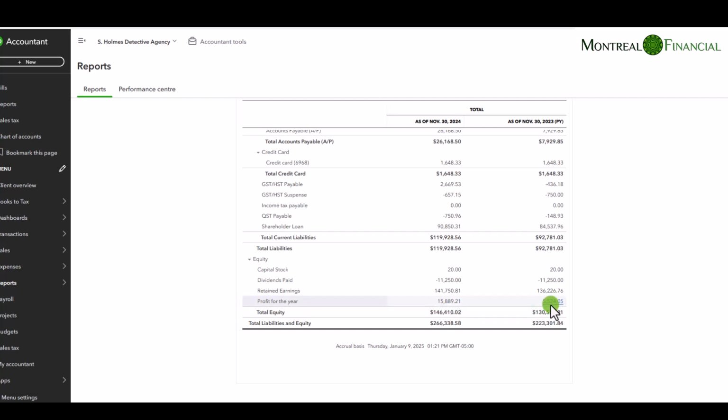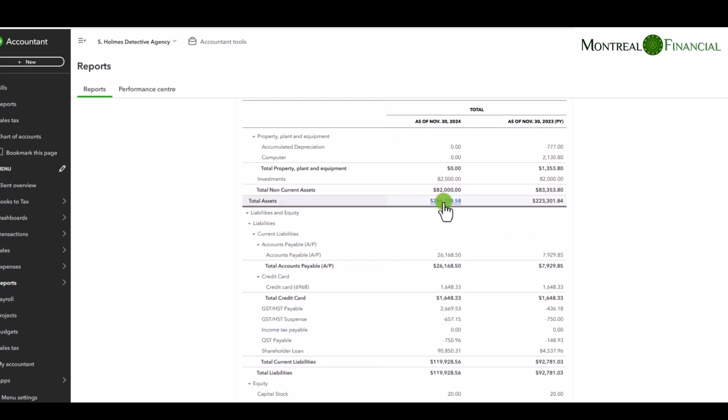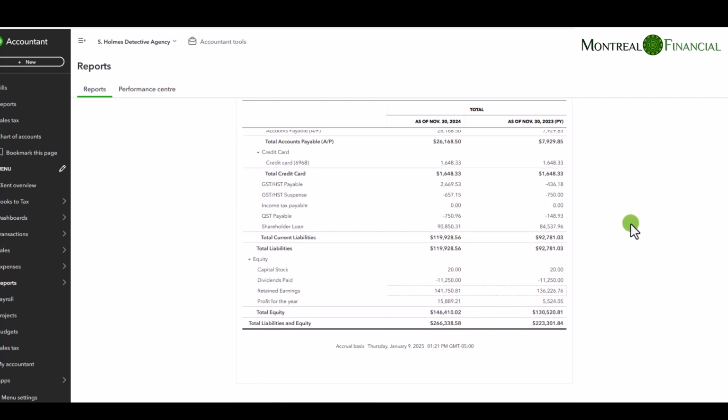Next year, so you'll see if you take 5524 plus 136, it agrees to 141,750.81. So it's simply the total of these will get carried forward to next year as the retained earnings balance. And then you have your total equity and your total liabilities and equity that agree to this. So this was an overview of your balance sheet.